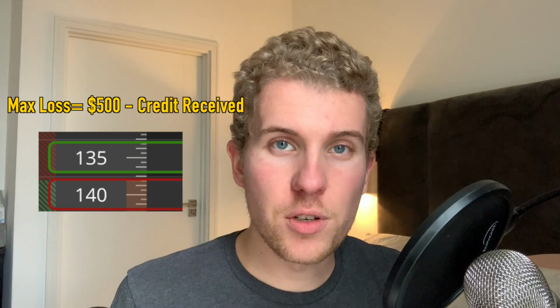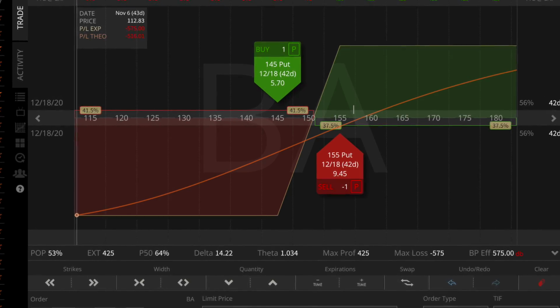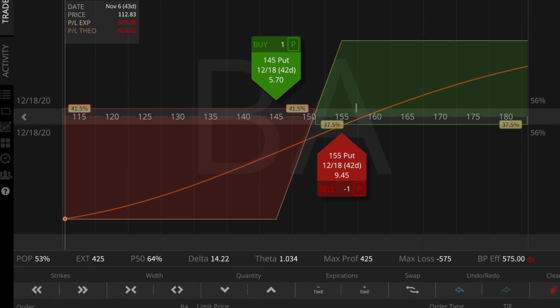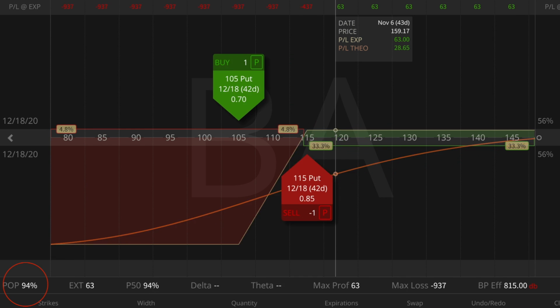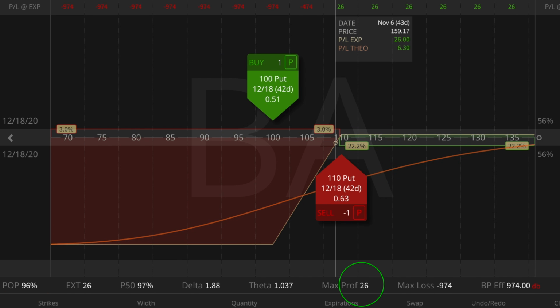But if you're changing the width of the strike, let's say that you go from $5 width to $10 width, now your max loss is $1,000 minus the credit received. And you can see that when I go into the analysis tab of Tastyworks and I start moving the spread either further out of the money or closer, when I move the credit spread further out of the money, the probabilities of profit are increasing, but my max profit is decreasing.